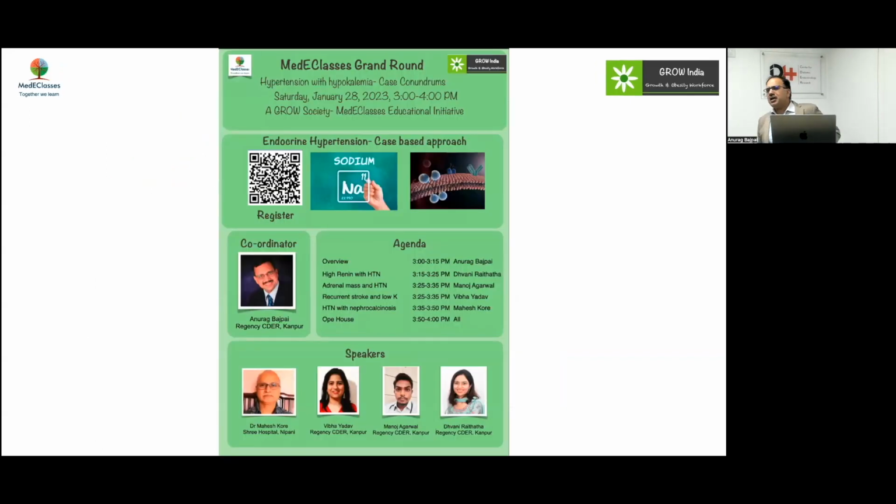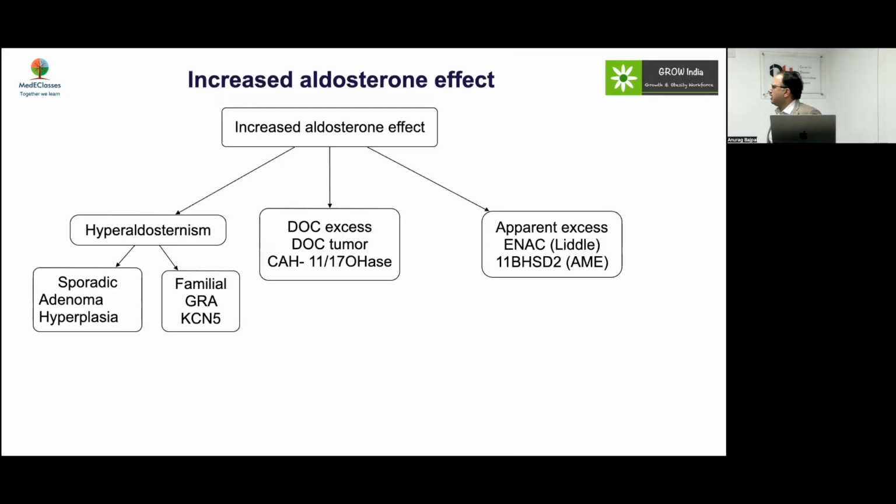So what we'll do today is to focus on 4 cases after we have the basic understanding of the approach so that it becomes easier. So we'll talk about a case of high renin, then adrenal mass, recurrent stroke, and hypertension with nephrocalcinosis. These are 4 very interesting cases. If we get time, we'll talk a bit about 11 hydroxylase and 17 also as case vignettes in that regard.